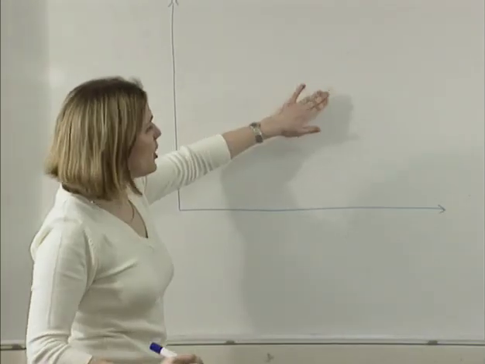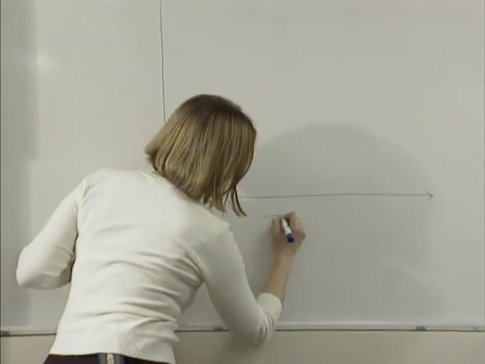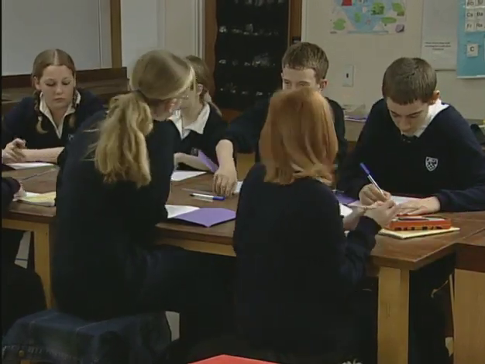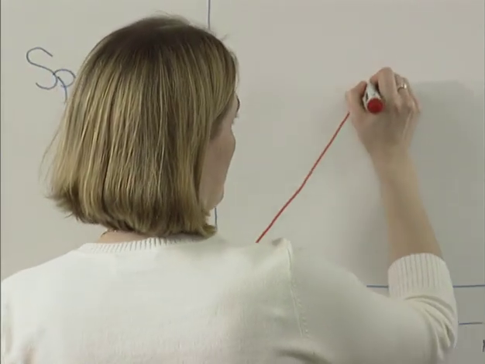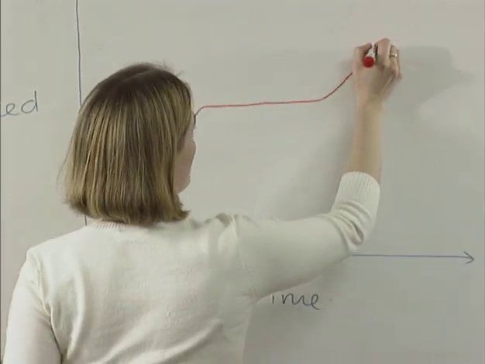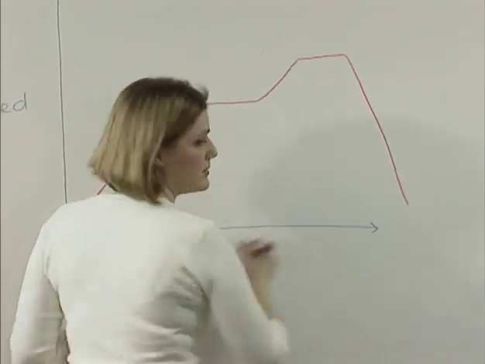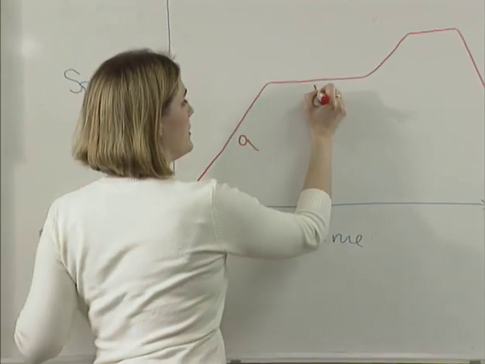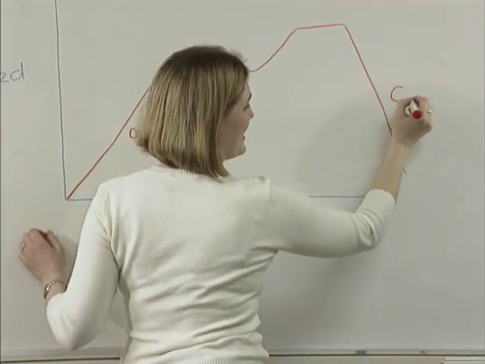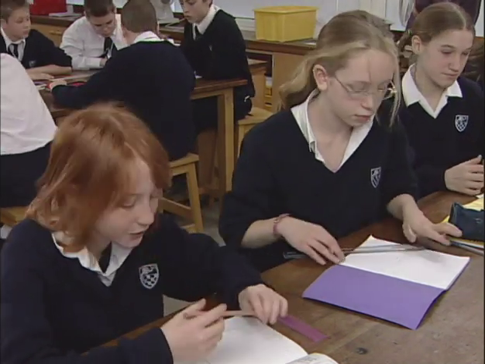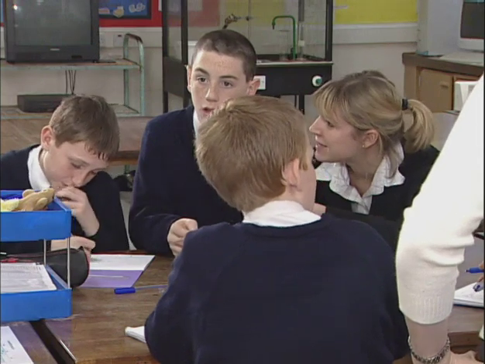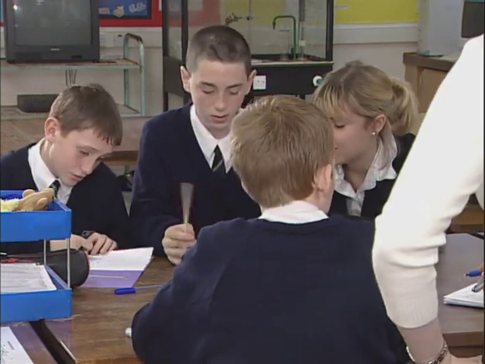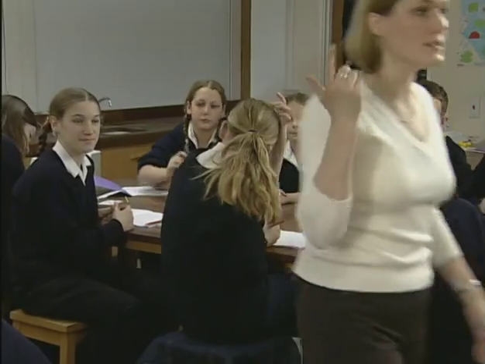Along the bottom, I'm going to put the time, and up the side, I'm going to write the speed. Have a look. See if you can work out what that graph shows at A, what it shows at B, and what it shows at C, in pairs, and jot it down in the backs of your books if you want to. What's happening? Do you remember that word? Acceleration.